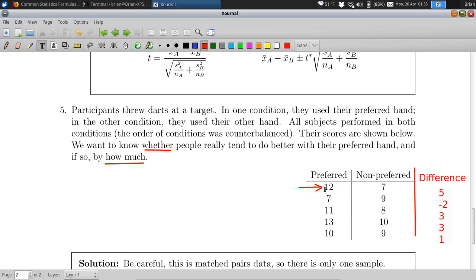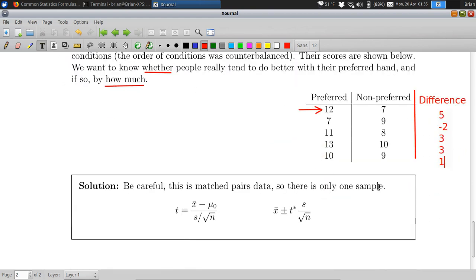Because the data came in matched pairs, we want to boil it down to one sample's worth of numbers. Then we'll average the difference. And then we'll have a null hypothesis that says, on average, there should have been no difference. And so the difference should have been 0. And do we have significant evidence that that's not true? And then if so, how big is the difference on average between preferred hand and non-preferred hand? Okay, so here are the two formulas for doing that. The one sample t-test and the one sample t-distribution confidence interval.